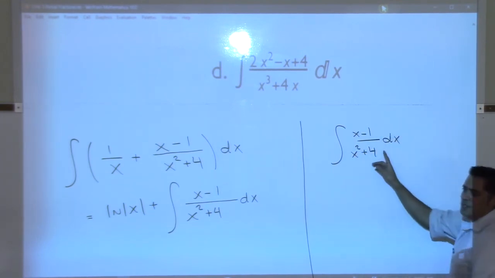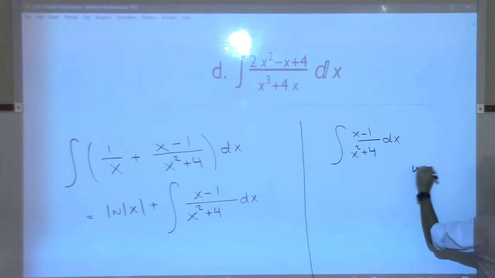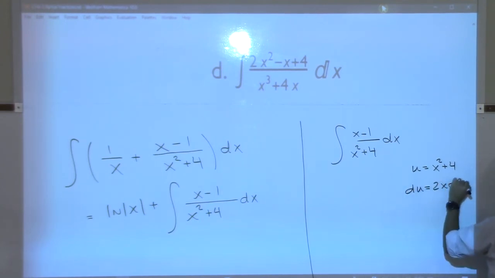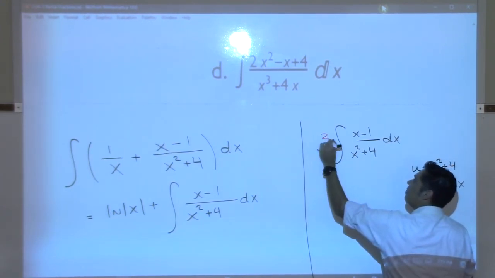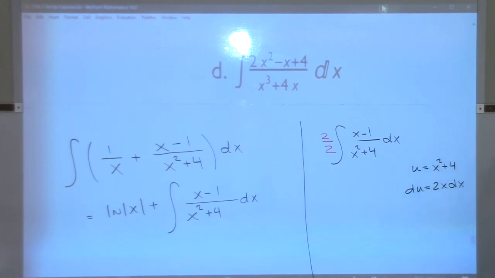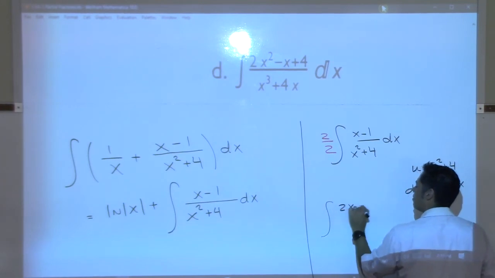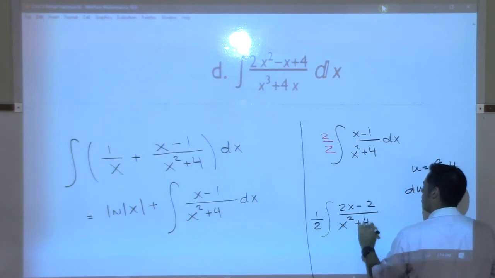This is not just arctan, because you have an x up there, right? Okay, so I'm going to let u be x squared plus 4. du then must be 2x dx. I don't have 2x dx, right? So what I'm going to do is force that to be a 2x dx. So that was from last class, right? I'm multiplying by 2 on the top and the bottom here. So this integral becomes integral 2x minus 2, there's 1/2 out front, and then x squared plus 4 dx.